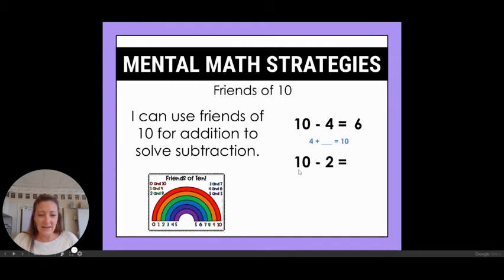Here's our next one, 10 minus 2. Think to yourself, what would this answer be? I'm thinking 2 plus what equals 10? So what's the friend of 2? It would be 8. Last one, 10 minus 7. So think about 7 plus what would equal 10? What is 7's friend? It would be 3.